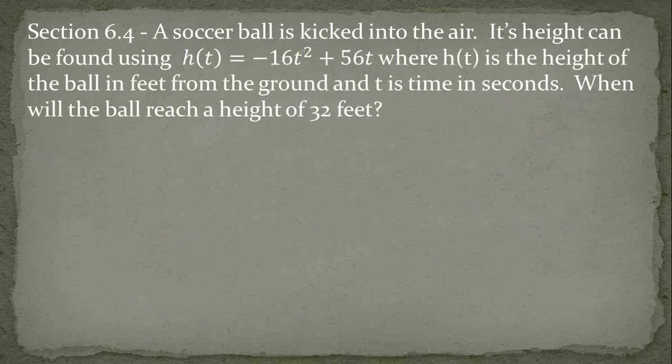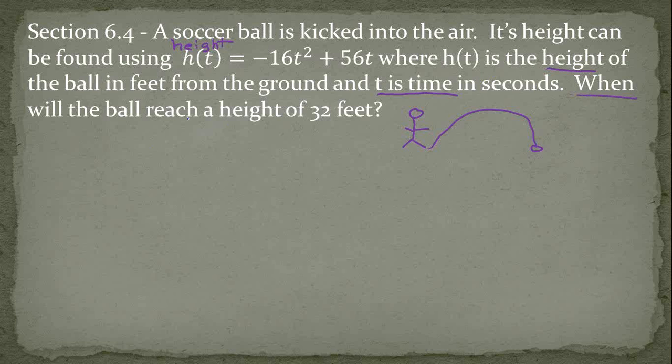A soccer ball is kicked in the air. So if you are kicking a soccer ball, it would look like this. Ta-da! Goes up, comes back down, and it makes a parabola. And that's why the equation is a quadratic. Here they tell us you can find the height of the ball using this formula. So h stands for height, and t is time in seconds.